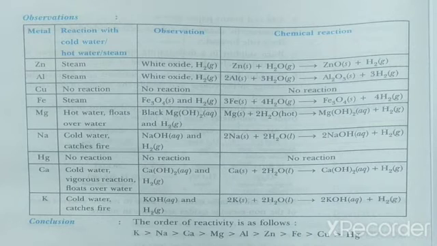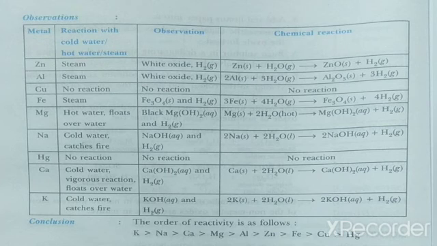Now let us consider magnesium. Magnesium reacts with hot water. It does not react with cold water, which shows that magnesium is less reactive compared to sodium, potassium and calcium. What are the products formed when magnesium reacts with water? The products formed are magnesium hydroxide and hydrogen. Now, how can we write the balanced chemical equation? Mg plus 2H2O gives Mg(OH)2 plus hydrogen.